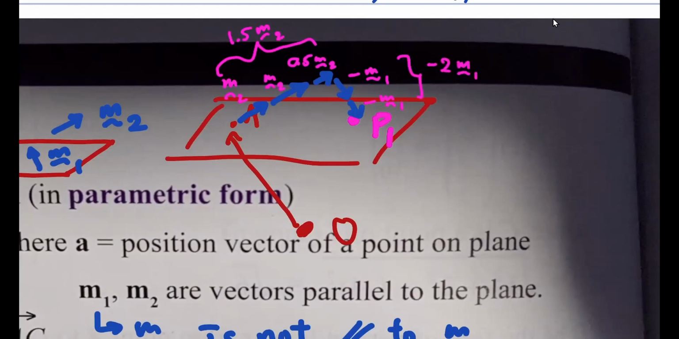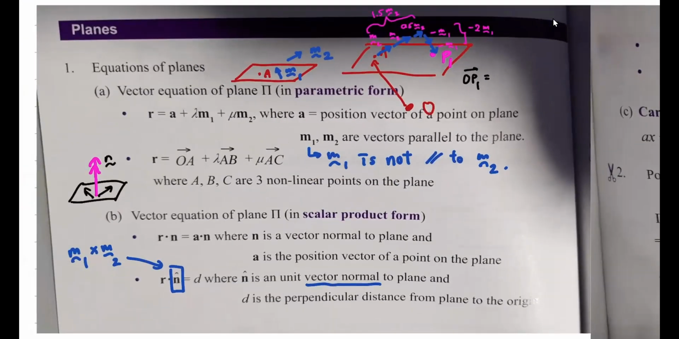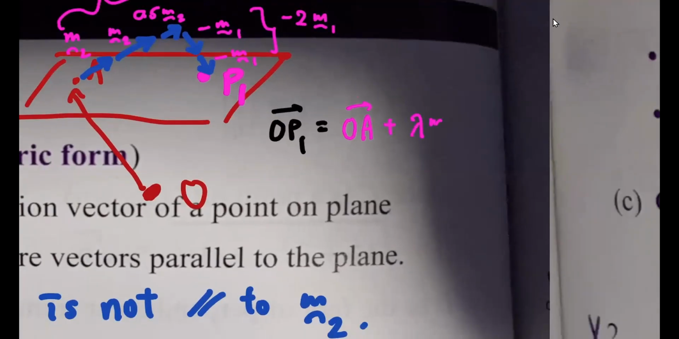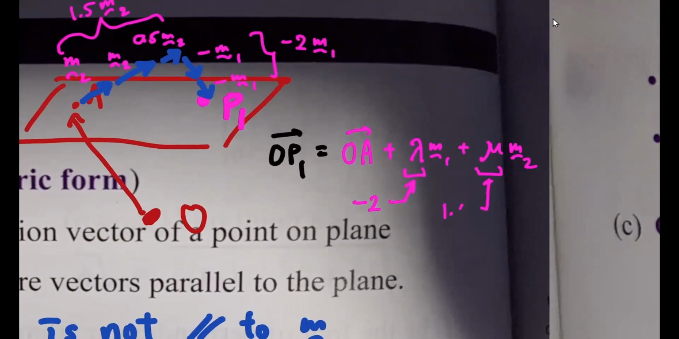What does that all mean? It means that to find OP1, it will simply be vector OA. Then you add on some scalar multiple of M1 plus some scalar multiple of M2. In this case, the scalar multiple for M1 will be -2, and for mu, it will be +1.5. Does that make sense?